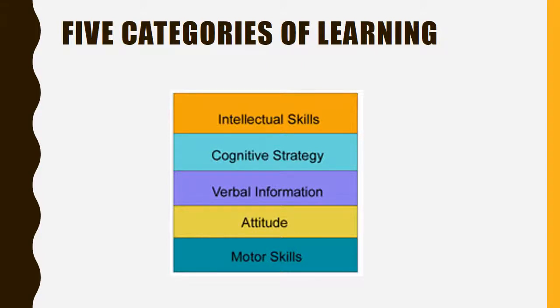Motor skills are classified as the capability to learn to drive, ride a bicycle, draw a straight line, etc. Attitudes are ingrained bias towards different ideas, people, situations, and may affect how one acts towards learning these things.